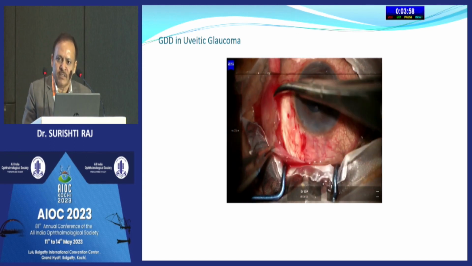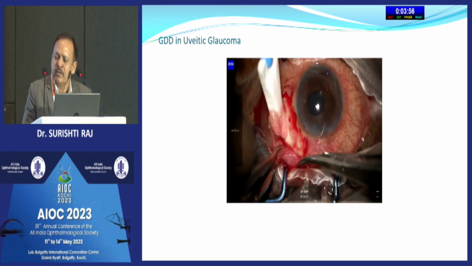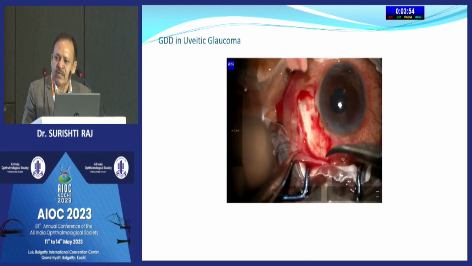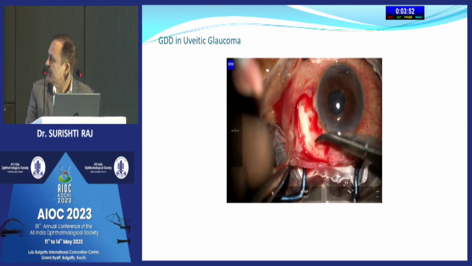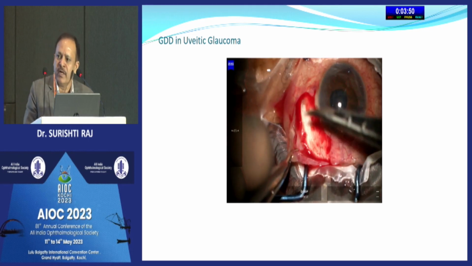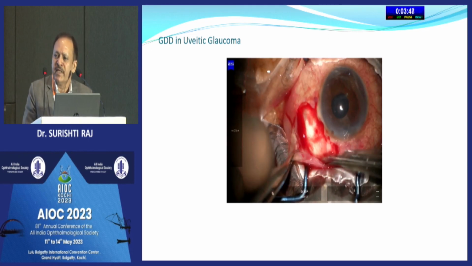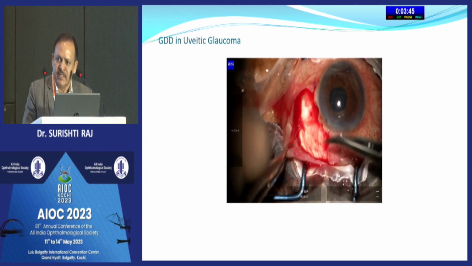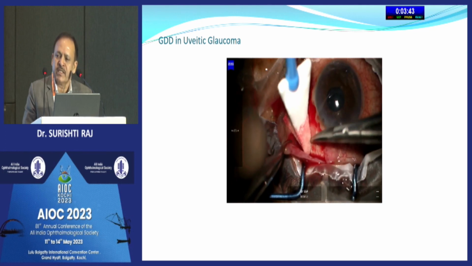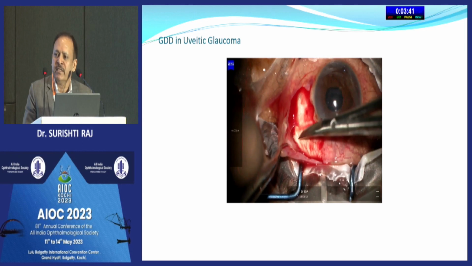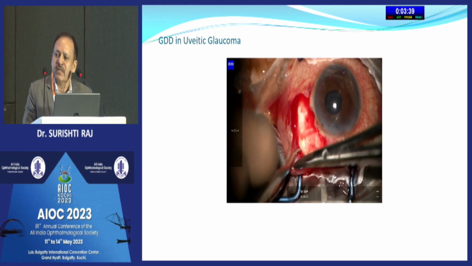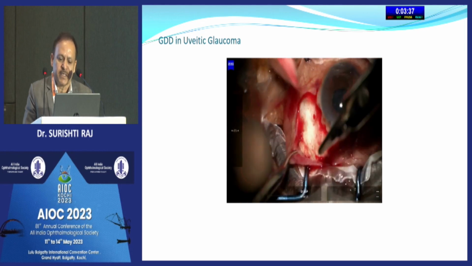and deep pockets, we can place the plate. What I am showing here is the AGV implant. This is placed between the superior rectus and lateral rectus muscle. Since its width is small, in case of Ahmed, you have to place it with the wings underneath the superior rectus and lateral rectus muscle.